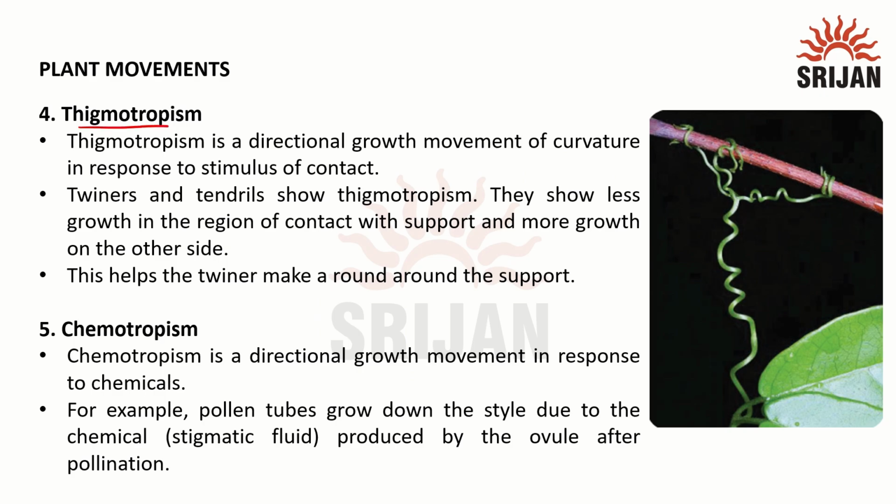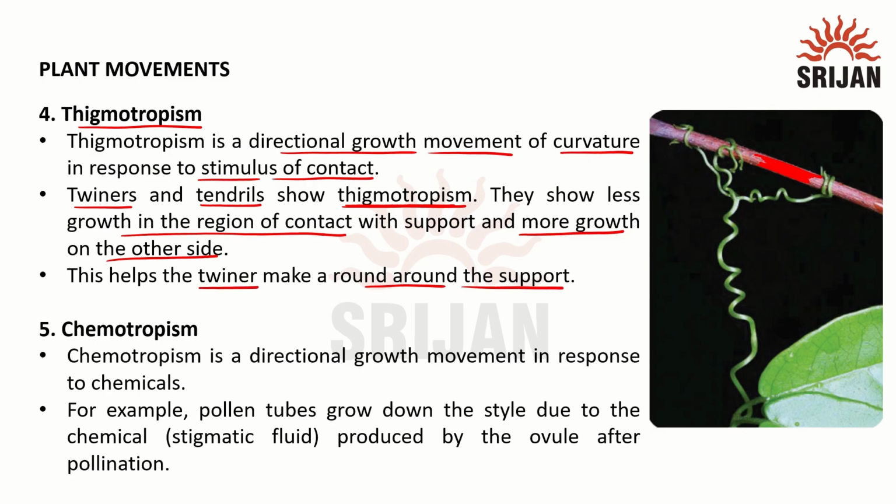Next we have thigmotropism. It is a directional growth movement of curvature in response to the stimulus of contact. Twiners and tendrils show thigmotropism. They show less growth in the region of contact with the support and more growth on the other side. The tendril towards the contact or the support will have a lesser rate of cell elongation compared to the part which is away from the support. This helps the twiner to make a round around the support.